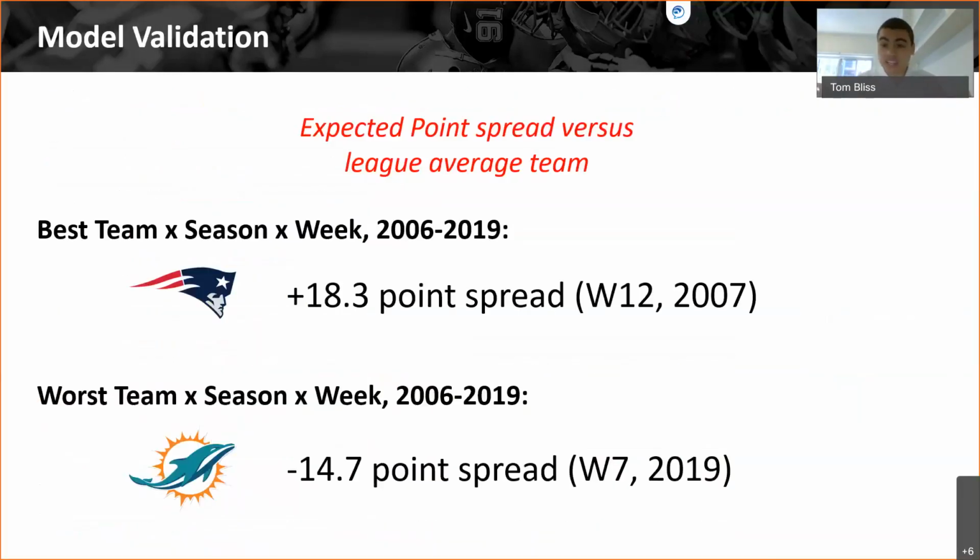So although we aren't interested necessarily in team strength, one way we can validate our model, make sure this model makes sense, is see what teams are the best in terms of team strength throughout our data set. So the best team for a given season week from 2006 to 2019 are the New England Patriots in 2007. They were the 16-0 team during the regular season. So it's no surprise that they're seen as the best team from 2006 to 2019, the entirety of our data set. The worst team was the Dolphins last year.